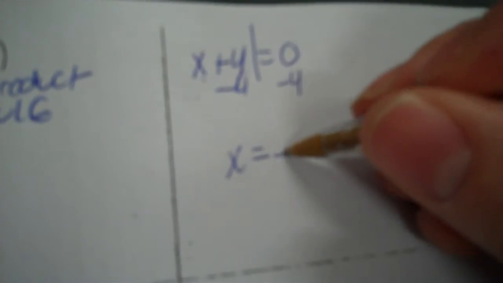Between the x and the 4 you have a plus sign. The opposite of plus is minus. You take out the plus 4 with a minus 4. 0 minus 4 is negative 4.